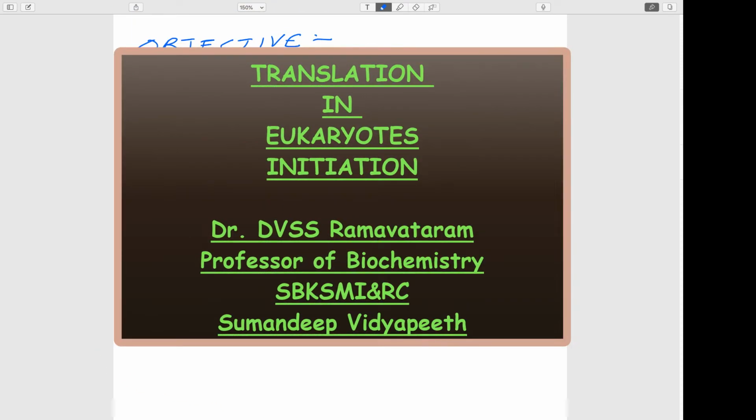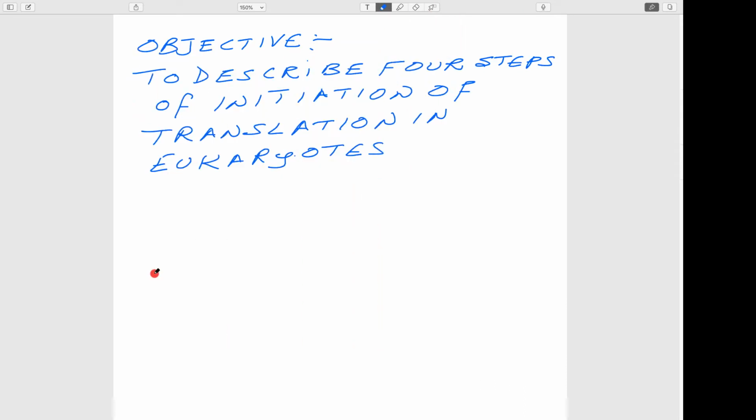In the previous session, I discussed the various aspects of prokaryotic translation, including pre-initiation, initiation, elongation, and termination. In this session, I'll be discussing the translation of eukaryotes, particularly the initiation aspects. The objective of this session is to describe the 4 steps of initiation of translation in eukaryotes.